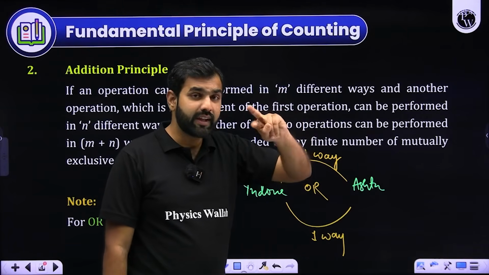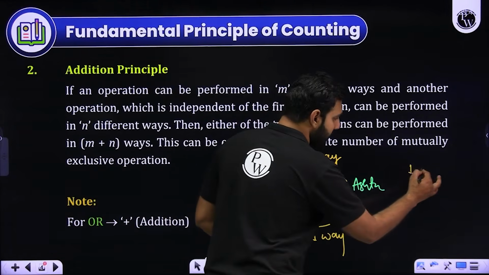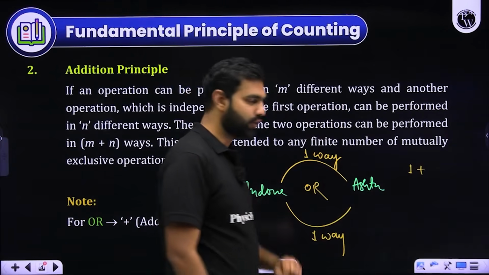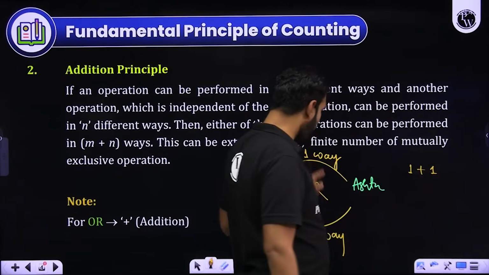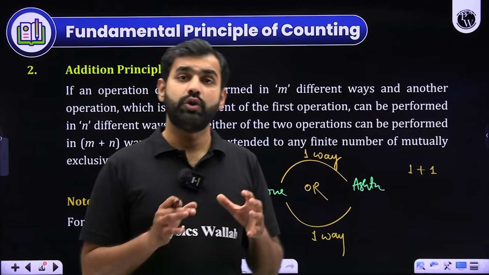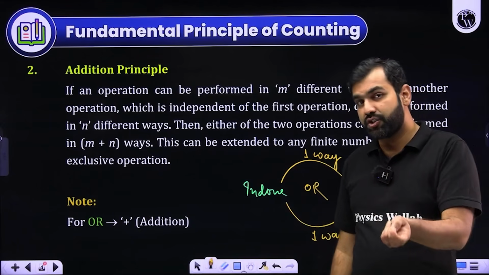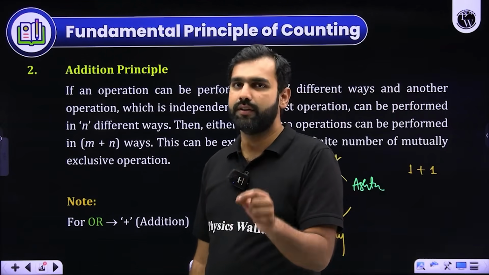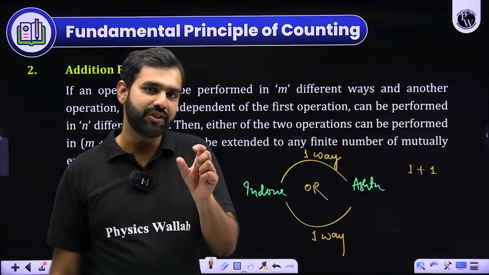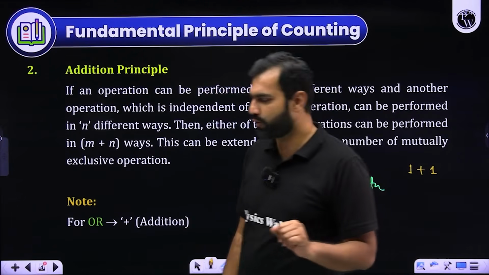So when you're using the conjunction or, what you do is you add. So this choice is one choice. This is another choice, which is also one choice. So I'll say 1 or 1, which means 1 plus 1. Always remember this as a conjunction, that throughout this chapter, permutation and combination, whenever we are using the conjunction or, I'll be using the addition, the plus sign, and whenever I'm using the conjunction and, I'll be using the multiplication sign. I hope there is no confusion on that.